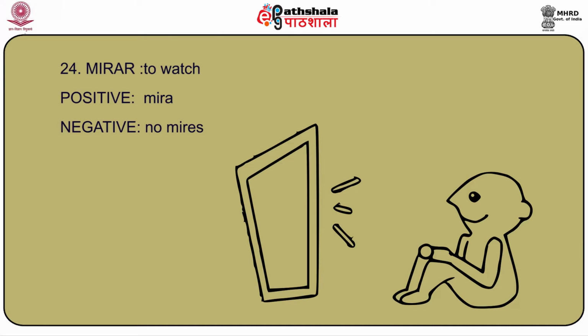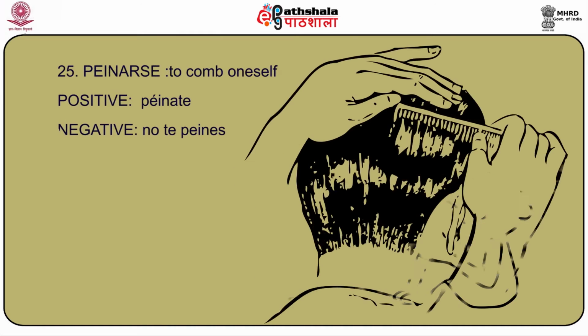Let us talk about another thing that we do very frequently, which is peinarse, to comb oneself, right? So the positive command in the tú form is péinate and the negative command is no te peines. It's very clear. Positive is péinate and negative is no te peines.